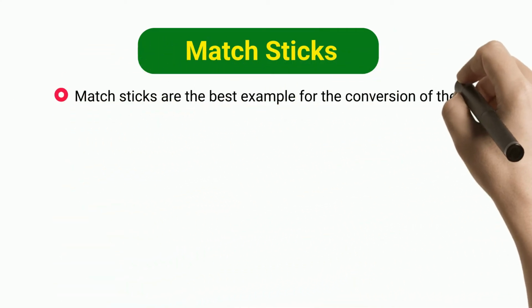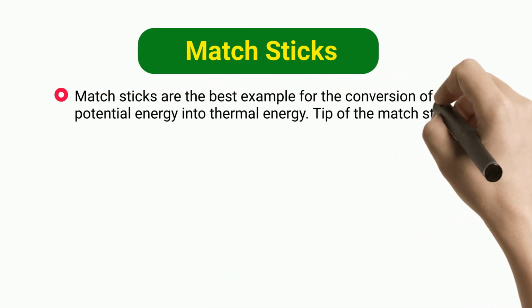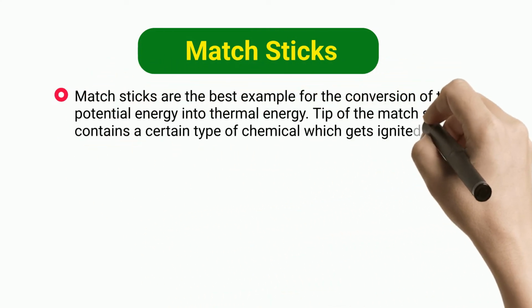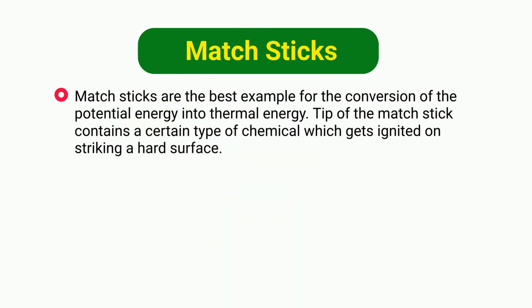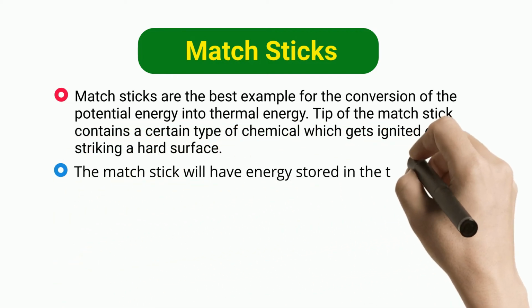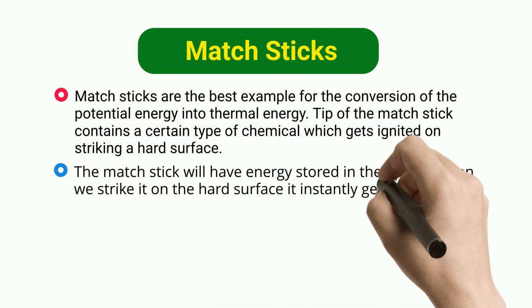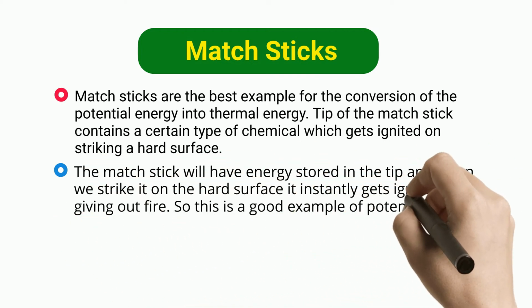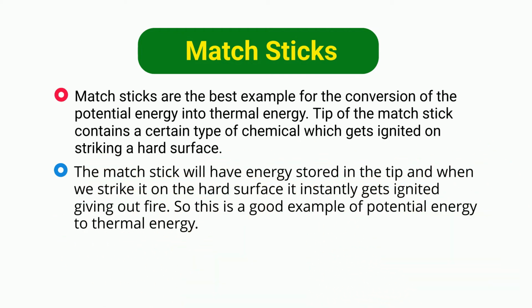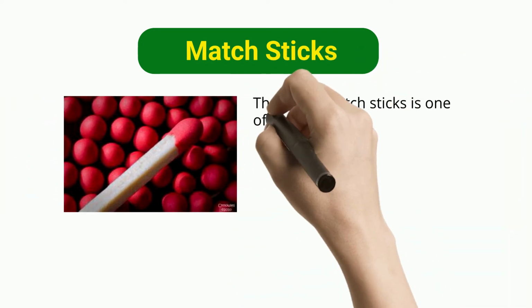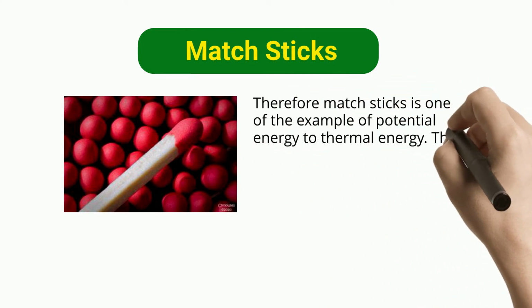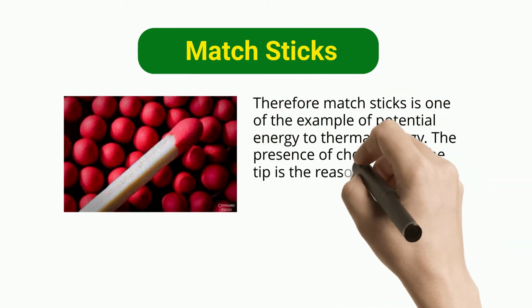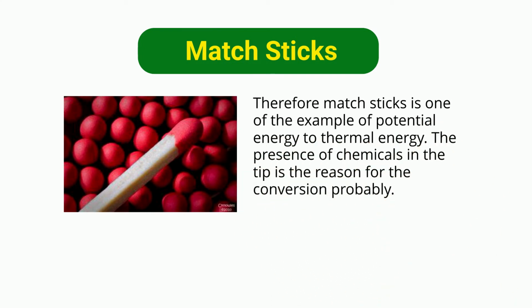Matchsticks. Matchsticks are the best example for the conversion of potential energy into thermal energy. The tip of the matchstick contains a certain type of chemical which gets ignited on striking a hard surface. The matchstick will have energy stored in the tip, and when we strike it on the hard surface, it instantly gets ignited, giving out fire. So this is a good example of potential energy to thermal energy. The presence of chemicals in the tip is the reason for the conversion, probably.